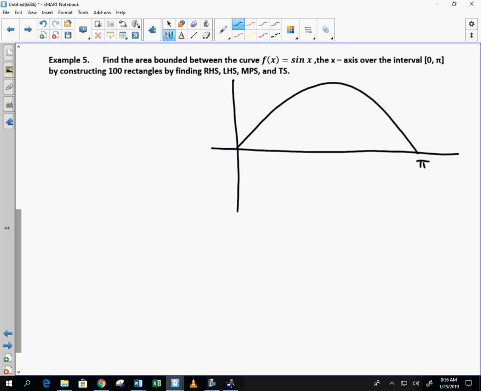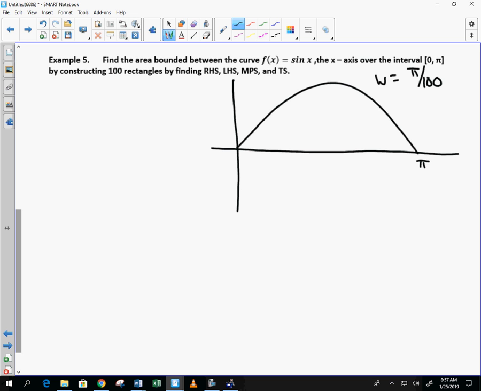What's the width of the entire interval? Pi. So if there's 100 rectangles, what would be the width of each rectangle? Right. So the width of each rectangle is equal to pi over 100.